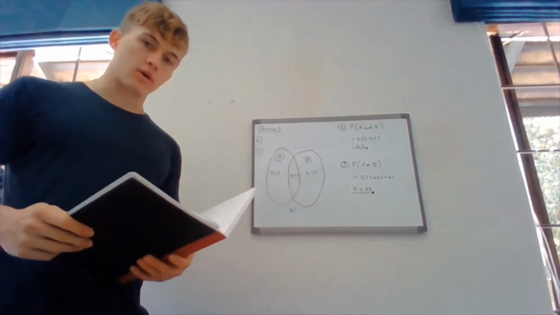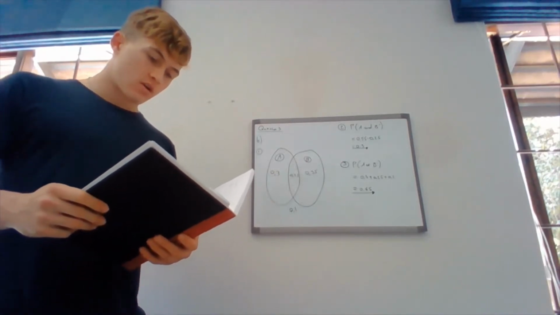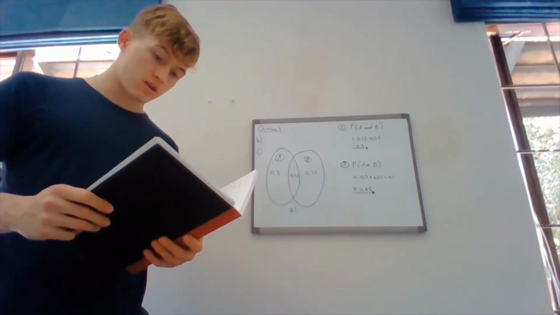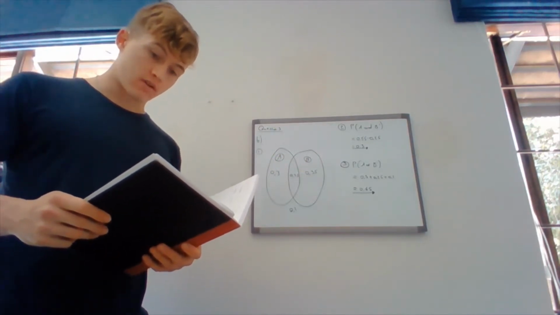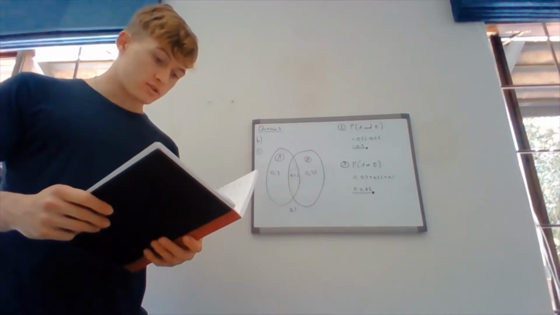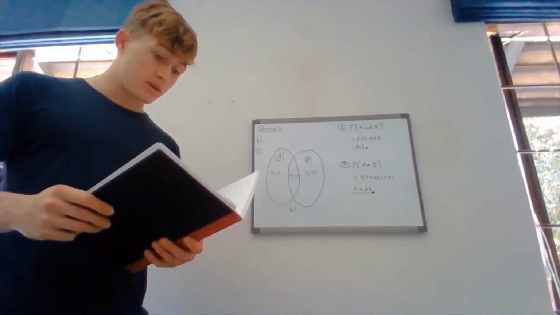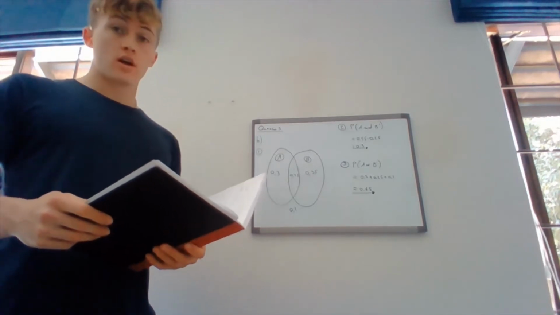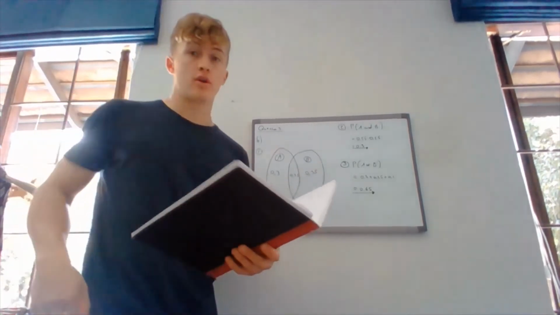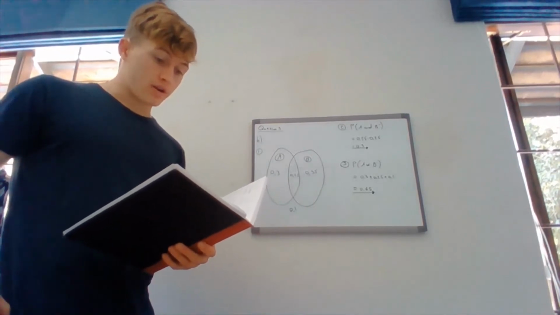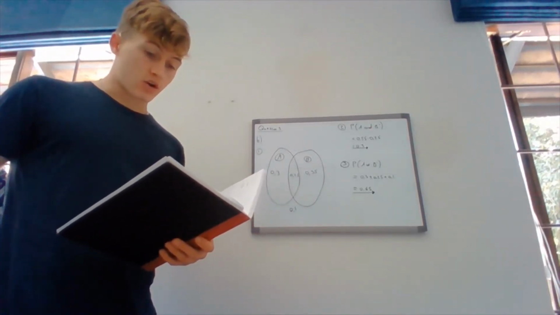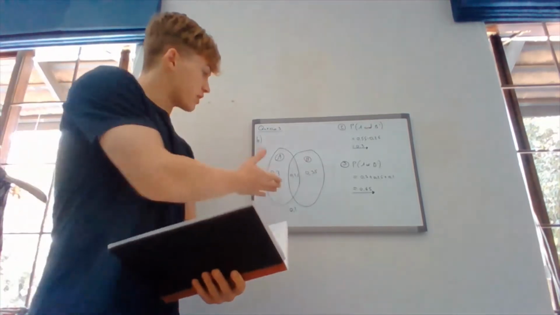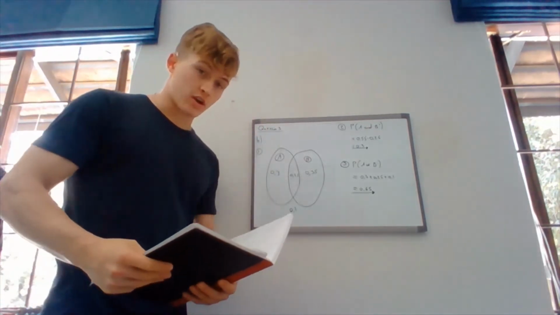Now, taking a look at question 3b. For 2 events A and B in the sample space S, it is given that P(A) is equal to 0.55, P(B) is equal to 0.6, and P(A and B) is equal to 0.25. Now, looking at B1, draw the Venn diagram to represent the information. So, as you can see, that's what I've done right here. I drew the Venn diagram.